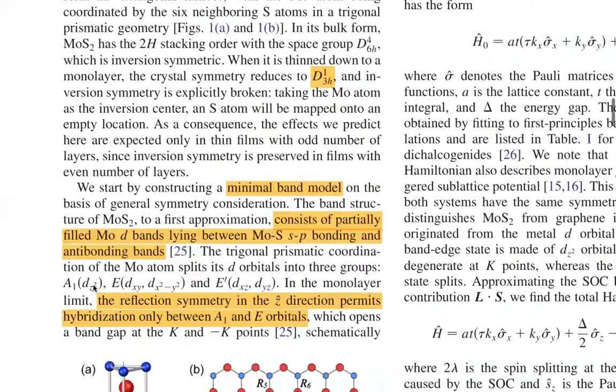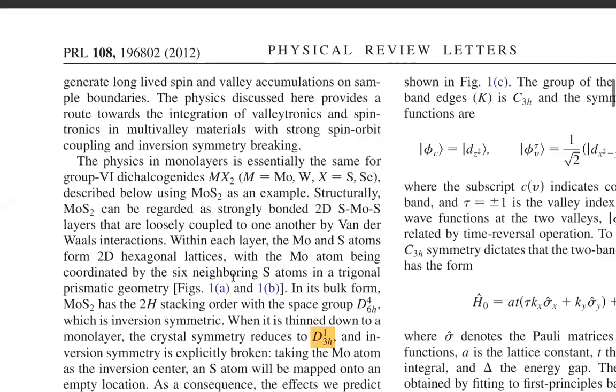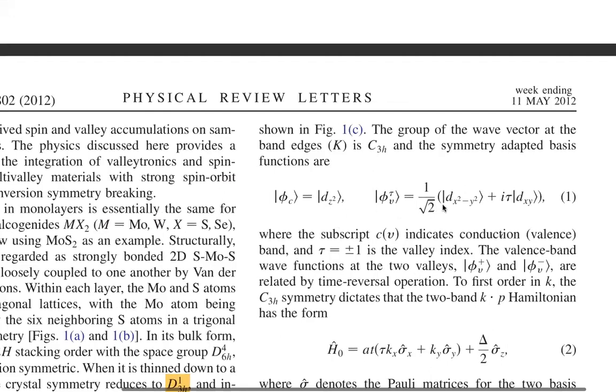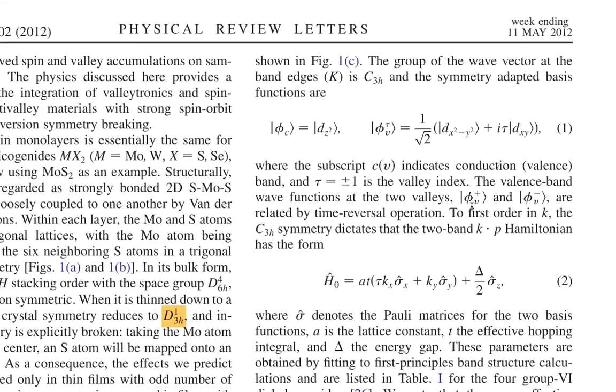Yeah, they introduced the 3 bands here, which I showed you in the PowerPoint, and then they define the basis. And then what they said is that to the first order in k, the C3 symmetry dictates that the 2-band k·p Hamiltonian has this form. So basically, all my long derivation is just one sentence.